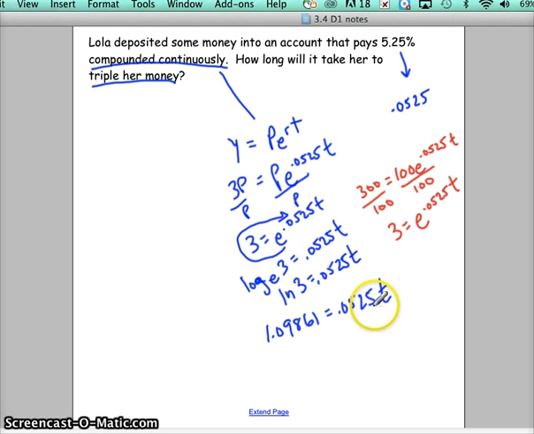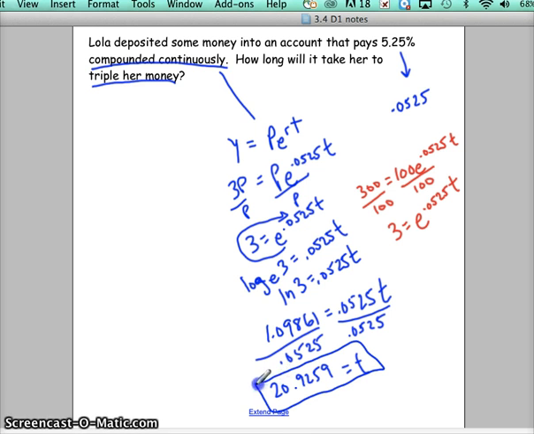And then we have to get the t alone, so we're going to have to divide by 0.0525. And in the end, we're going to get 20.9259. And I'm going to assume that t is in years, so about 20.9 years for her to triple her money.